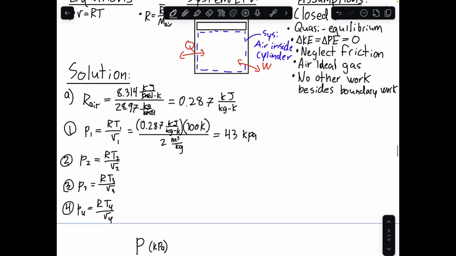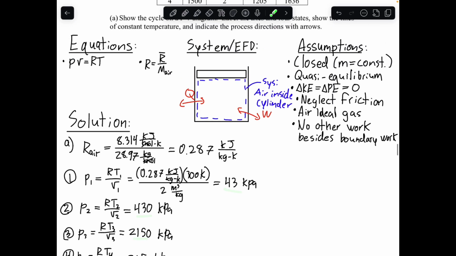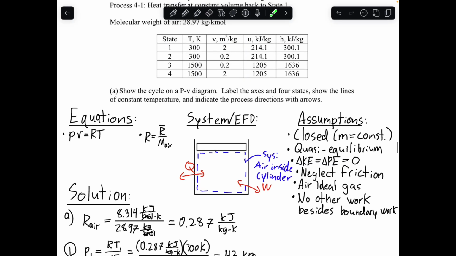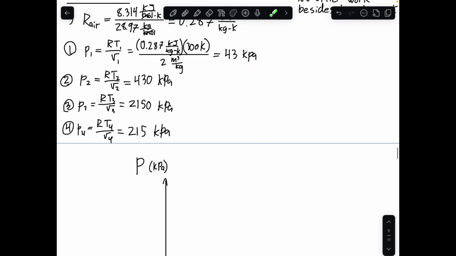And so we just plug in all of those values, and again, I'm not going to write it out just for saving some time, but P2 should be around 430 kilopascals. P3 should be around 2150 kilopascals. And then P4 should be around 215 kilopascals. So that's just doing some rounding, but these are the values that we should get for pressure. And now we have everything for our PV diagram. So we can start to draw out our points on the PV diagram. And then we just need to figure out how to connect them.